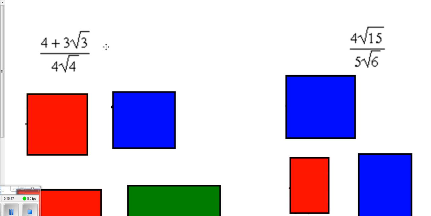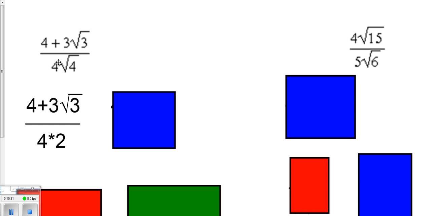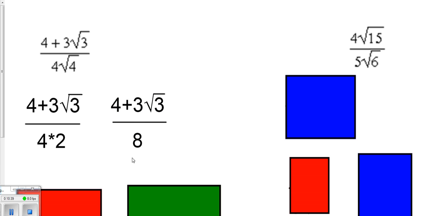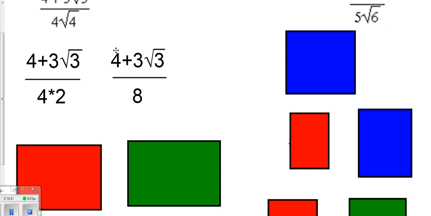Let's look at one that has addition with it. So in this case, we have 4 plus 3 square roots of 3 over 4 times the square root of 4. As we simplify this, square root of 4 is just 2. So we can simplify that right away, call it 4 times 2 on bottom, which we can call 8. So now we've got 4 plus 3 square roots of 3 all over 8.